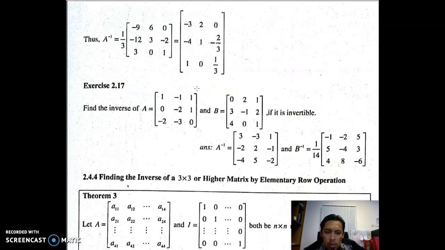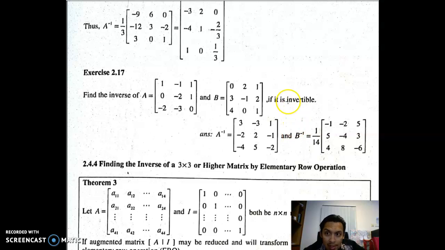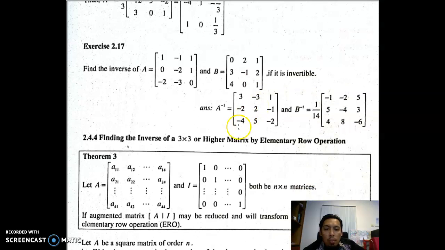So you can try to do the exercise, but first please check whether it is invertible or not. If not, you're just going to waste your time finding the cofactor. After this, we will talk about how to find the inverse by using ERO, which is quite interesting.